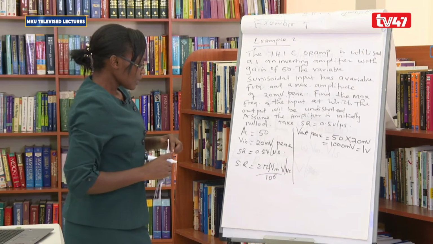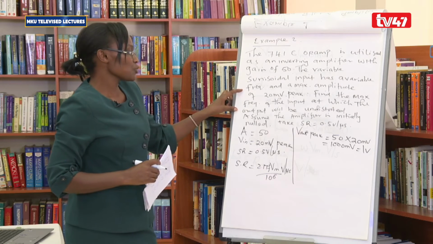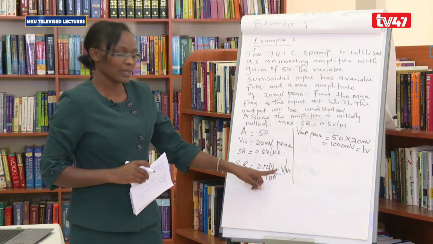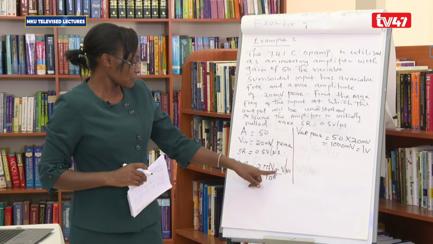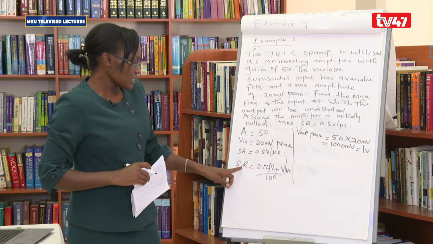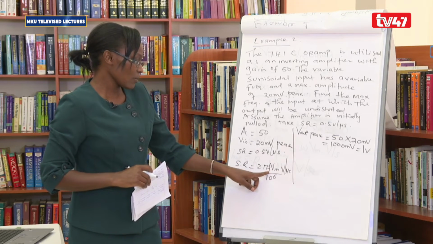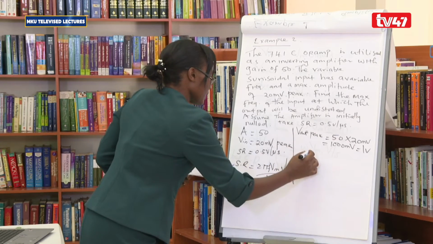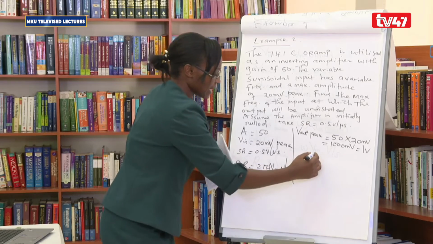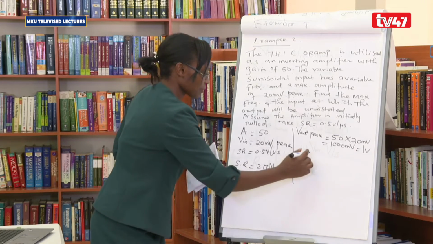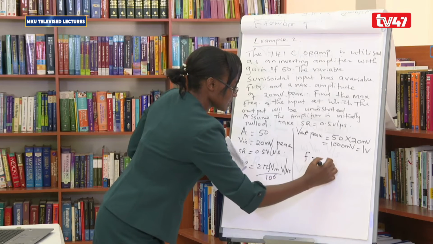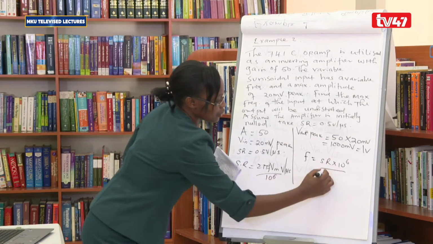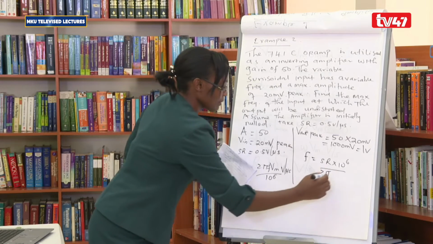Our area of interest here is to find the frequency. We have determined our value of peak output voltage. We know our slew rate, so we now get the frequency. It's the one that we've been asked to calculate. So we rearrange this formula: frequency equals slew rate times 10 raised to 6, divided by 2 pi Vm.